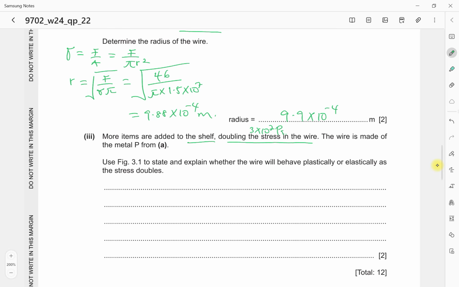Use the figure to state and explain whether the wire will behave plastically or elastically as the stress doubles. Of course, it will still behave elastically, because even though the stress has doubled, it is still less than the elastic limit. It has not yet reached the elastic limit. So we shall say the new stress is still less than the stress at the elastic limit.